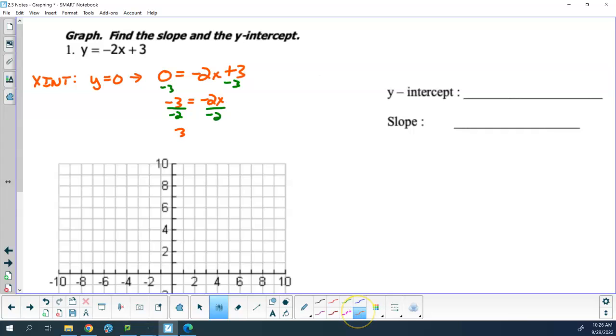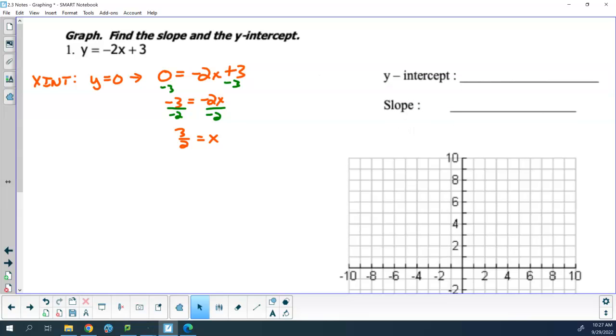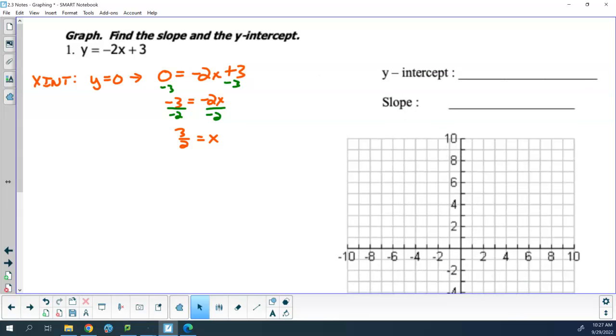So I get 3 halves here is my x-intercept. Which means I'm going to move my graph over to the other side, which means that this goes through the point 3 halves, comma, 0, which is 1.5, comma, 0.